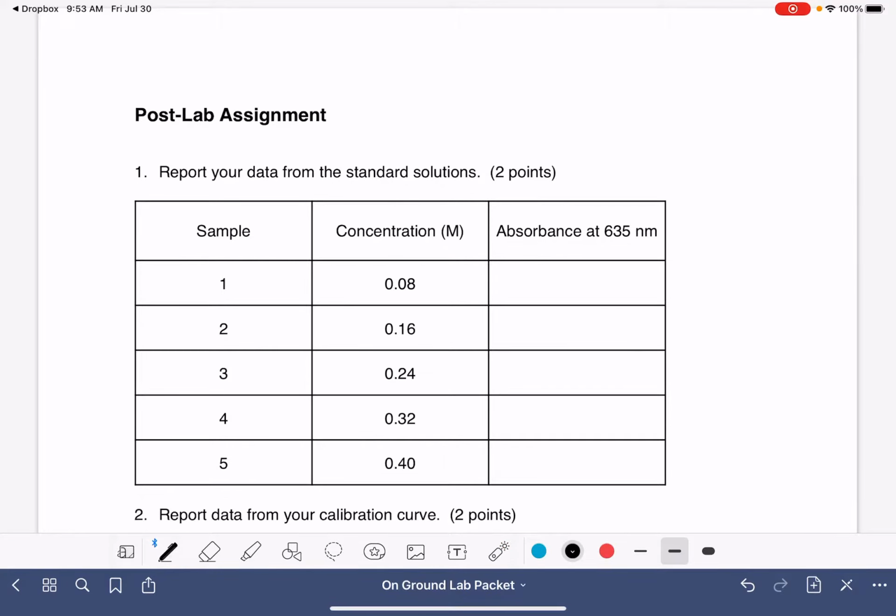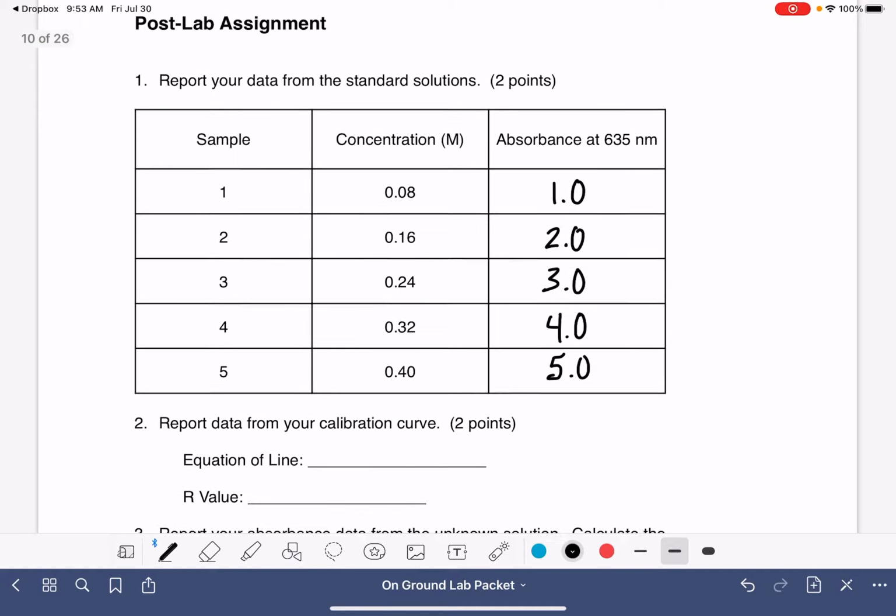Let's just say it's 1, 2, 3, 4, 5. They're definitely not going to be those numbers at all, but I'm just going to put some numbers in there. And then question number 2 is asking you to report the data from your calibration curve.